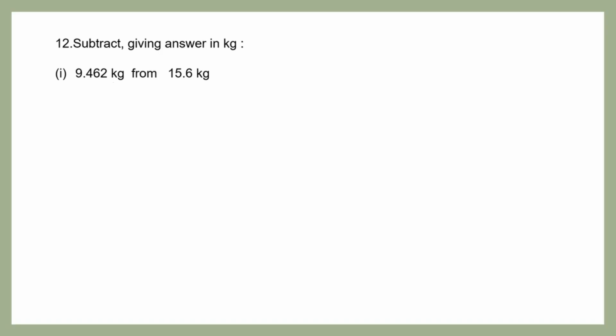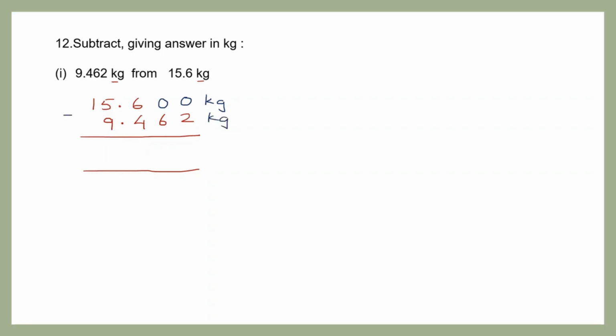Question 12. Subtract, giving the answer in kilograms. So first check, both are in kilograms. You can straight away do it. Question is, subtract the first number from the second number. So we write the second number first, 15.6. Below that, the first number, 9.462. Now let's make them like decimals. 0, 0. Write down the unit. Both are kilograms.